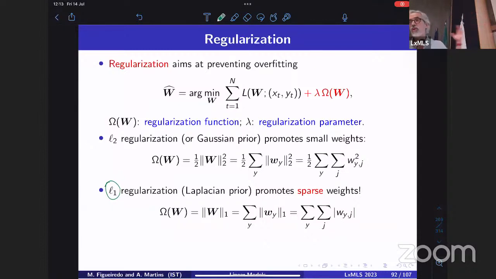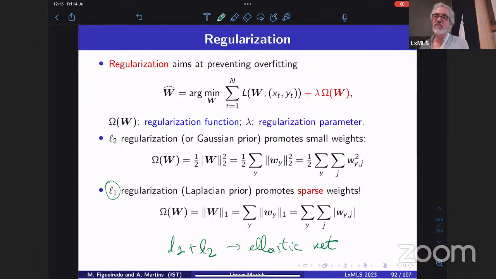And there's another one, which I didn't include here, called elastic net, which is the sum of the two. You can actually use both. You can use L1 plus L2, which is sometimes called elastic net. It's a really stupid name, but that's what it's called. I don't really understand why it's called elastic net. There's some reason, but it's a stupid reason.